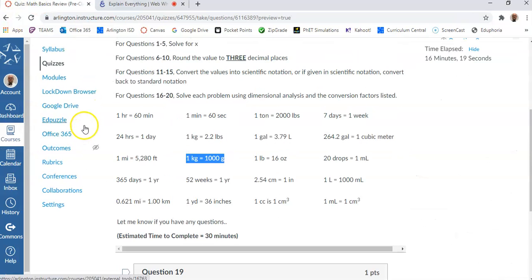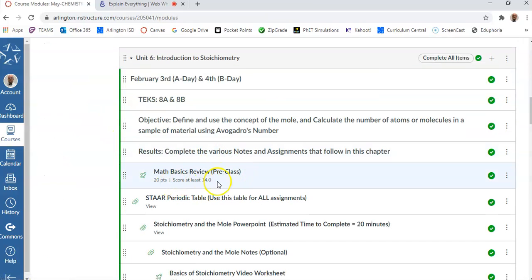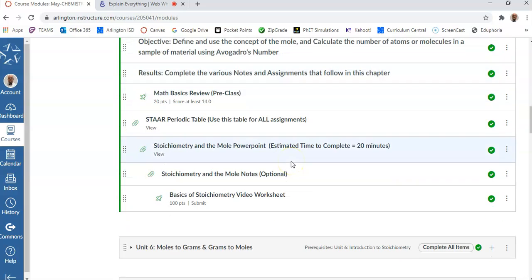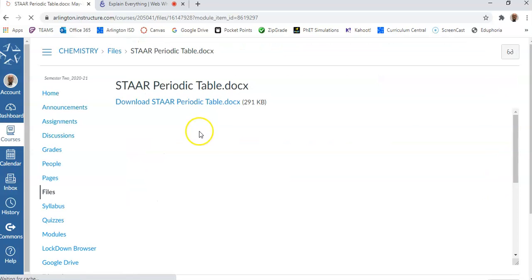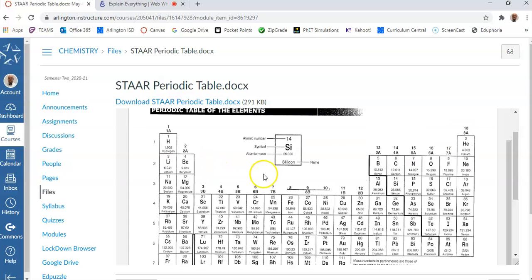All right. Real quickly, let's go back to that module. After you finish the math review and score at least 14, the reason you have to score 14 is because if you can't pass the math, you're going to struggle in this section. So make sure you understand how to do this math before moving on. You have your periodic table. You must use this periodic table for everything we do for stoichiometry, because I make the tests, the assignments, and the quizzes off of this table using these values. Other tables that you find online might have different values, so always use this table.